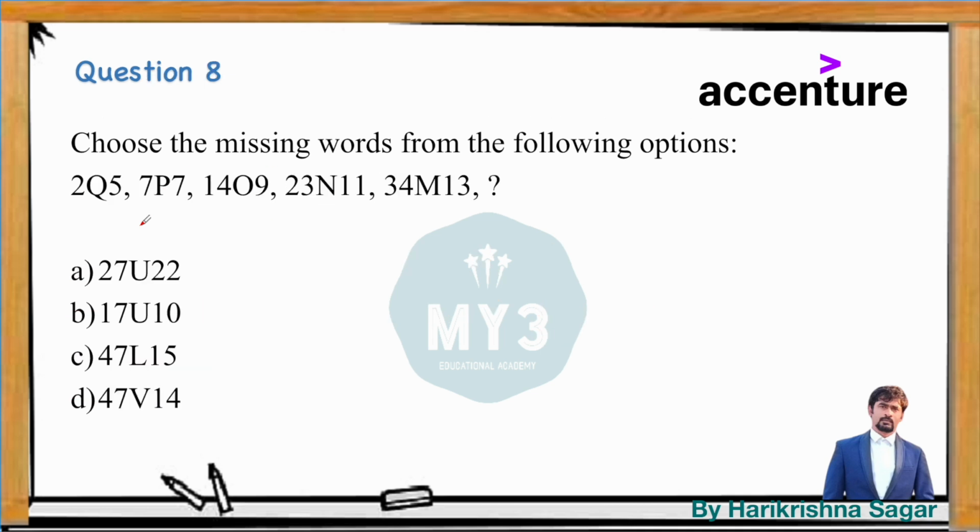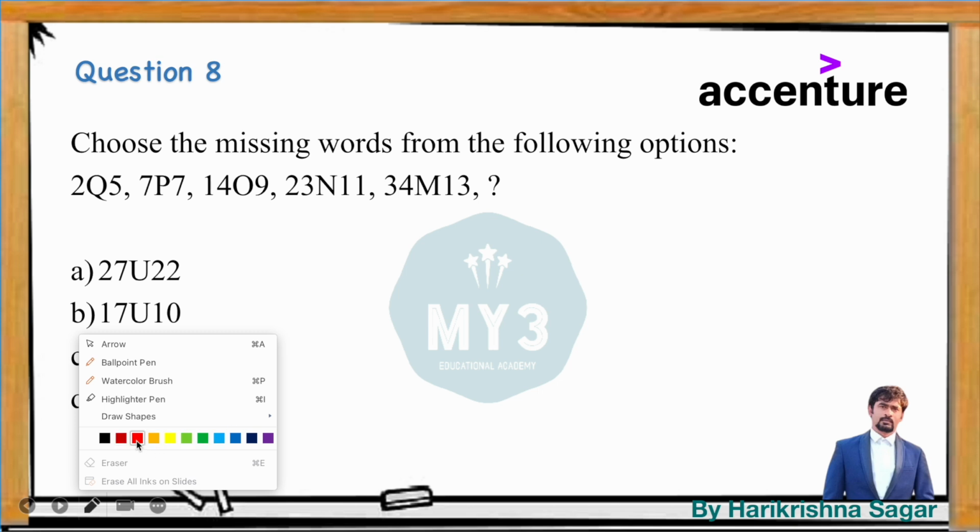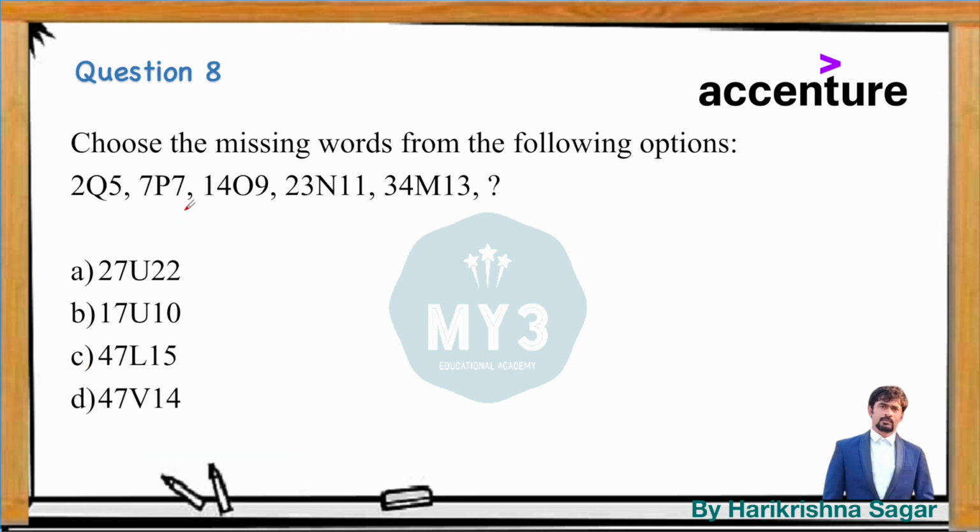Let's look at another question here. If you observe this question, they have given 2, Q, 5, 7, P, 7, 14, O, 9, 23, N, 11 and 34, M, 13. You can take any one of the alphabets or numbers, whatever you like, and start solving. Here I am just observing the first term in every group. The first terms are 2, 7, 14, 23, 34, and the next term is required.